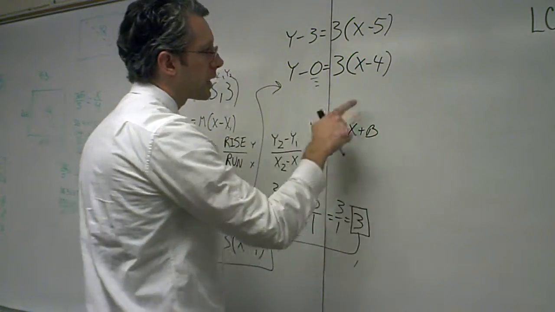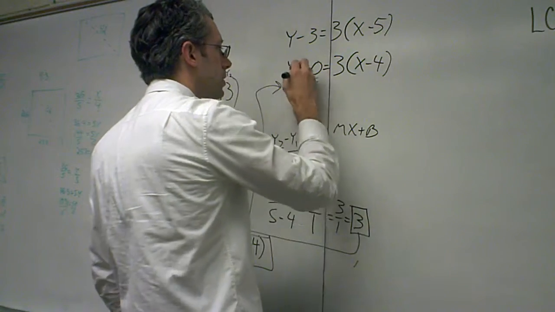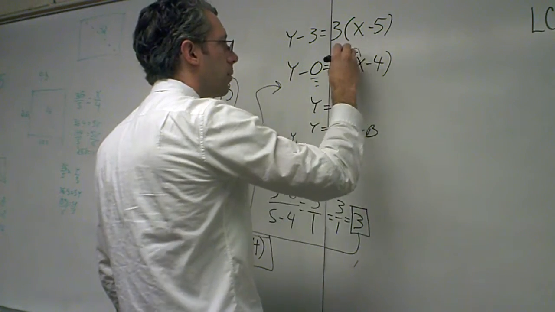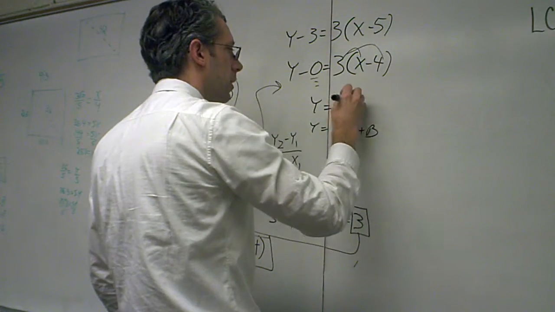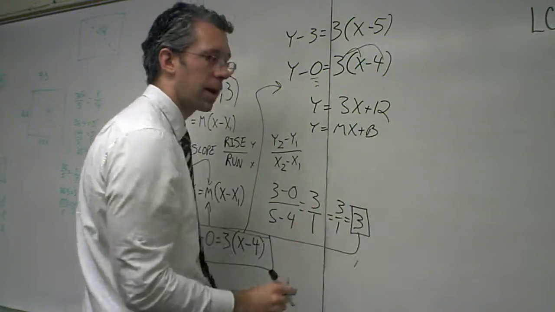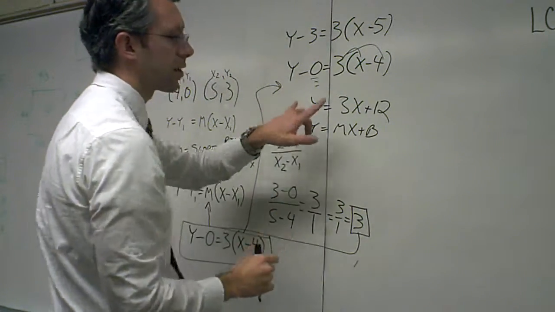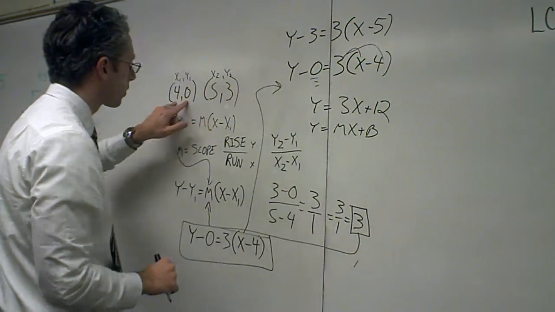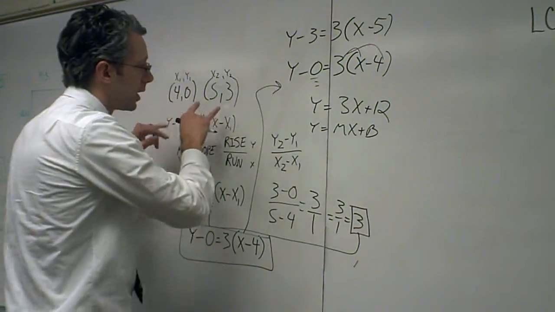So if you ever need to get this into that form, we can just keep our y here, that's y minus 0, that's y is equal to, and we have to multiply both of these. So this is going to be 3x minus 12. Looks just like y equals mx plus b, and we have an equation for the line that passes through this point. Same thing, by the way, in this point.